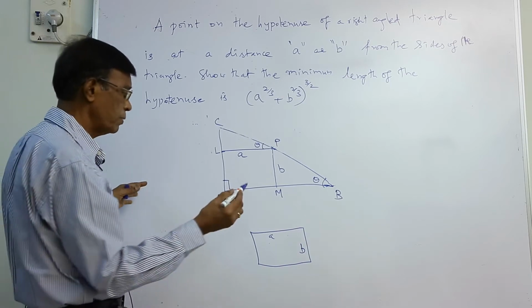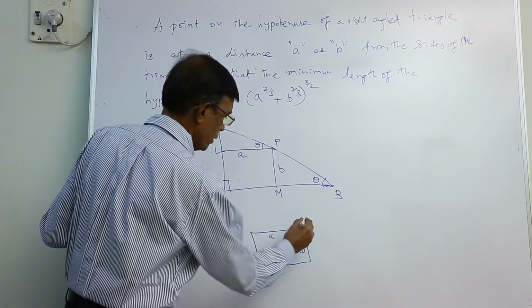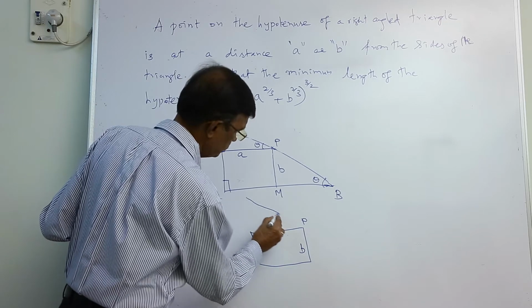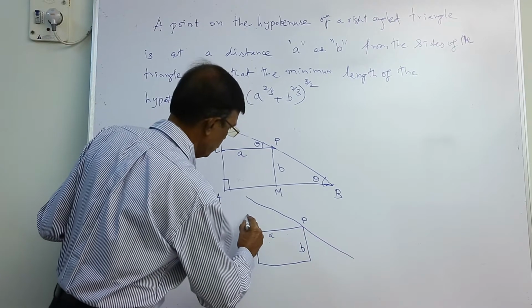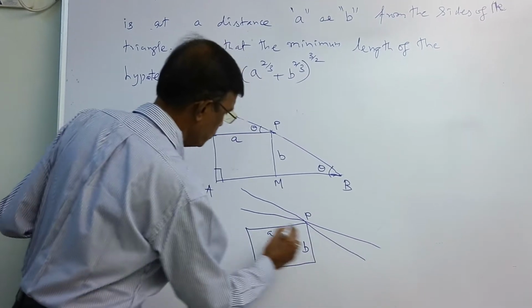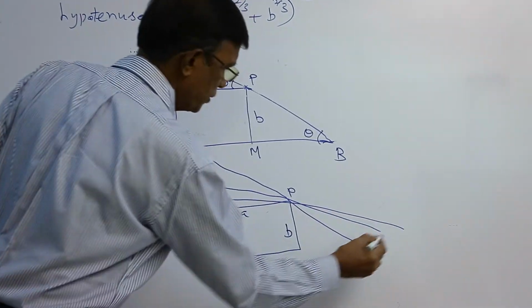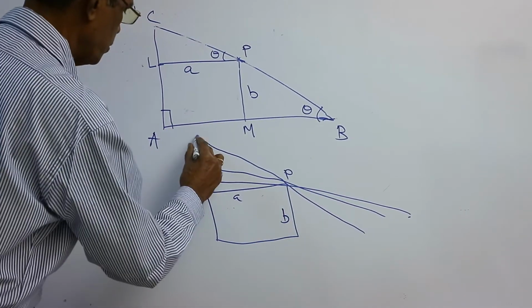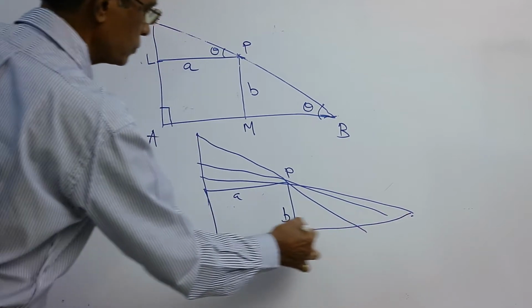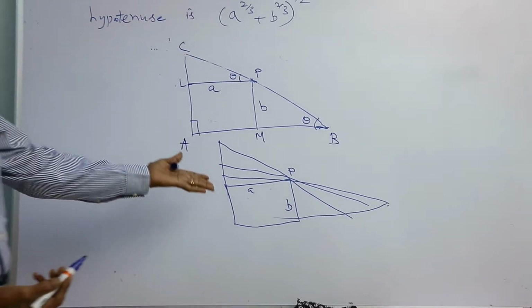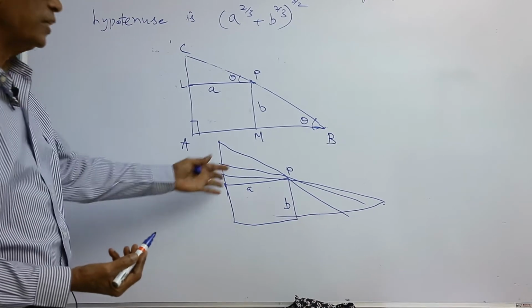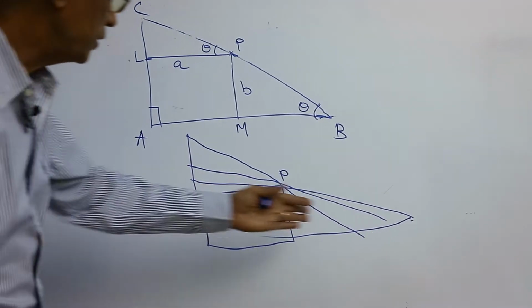So this is your P. So you can have a hypotenuse like this. You can have a hypotenuse like this. You can have a hypotenuse like this. Isn't it? See, this is the thing. These lengths of the sides differ because I take different thetas.